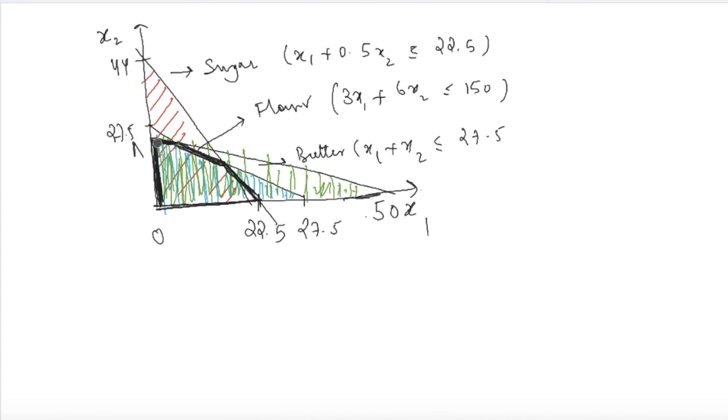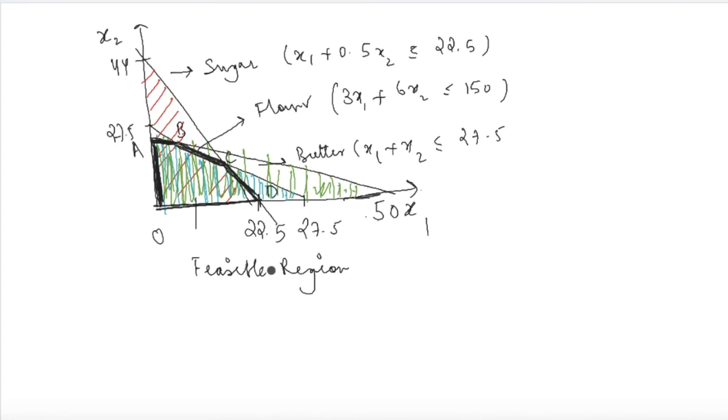Let us name it O, A, B, C, D. It is the area which incorporates the points, the pair x1, x2, such that all 5 conditions are satisfied. So all the x1, x2 pairs in this area will be called feasible pairs. And this region is called the feasible region.